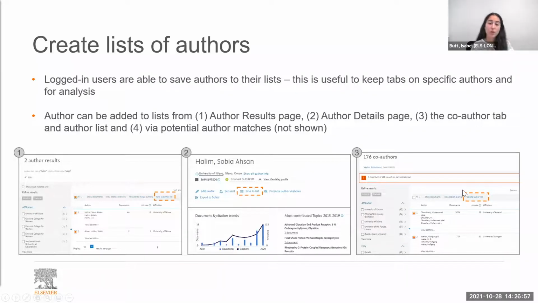So maybe you've gone on the co-authors tab and you've opened your full list of co-authors and you're looking at them here. And you can also add them to a list from potential author matches. So different ways to put authors on a list to keep track of them. And then once you've made a list of authors that you're interested in, how do you get to it?